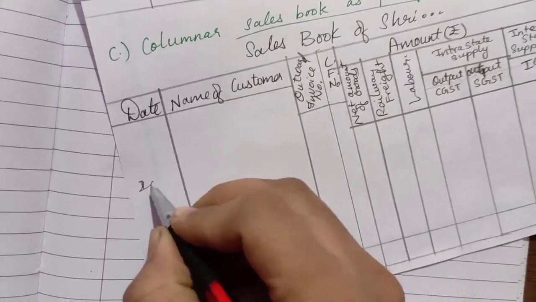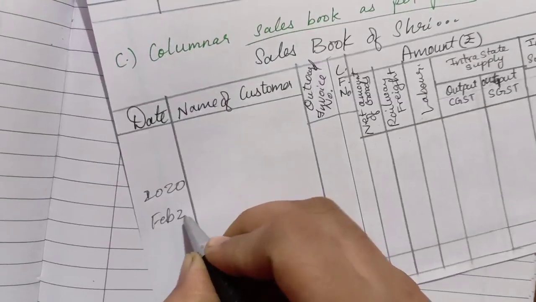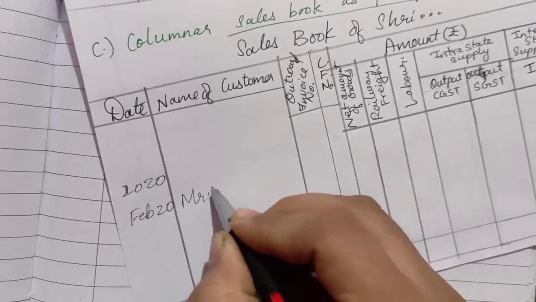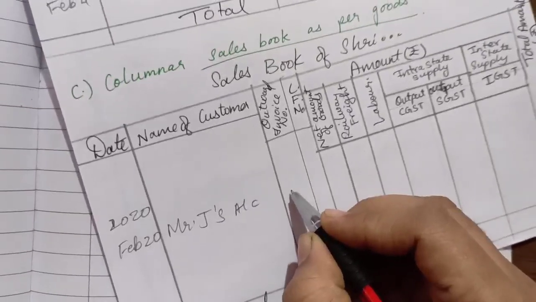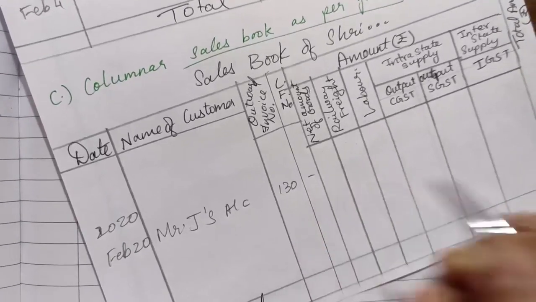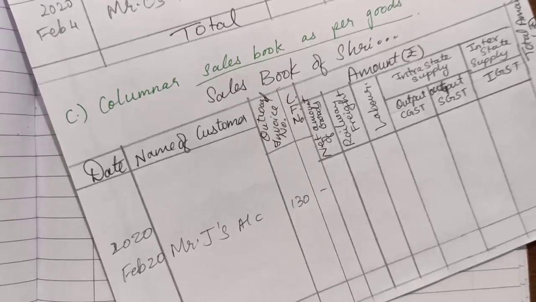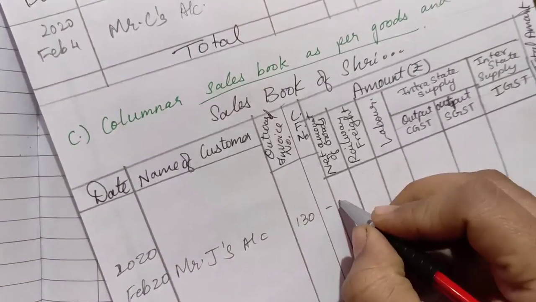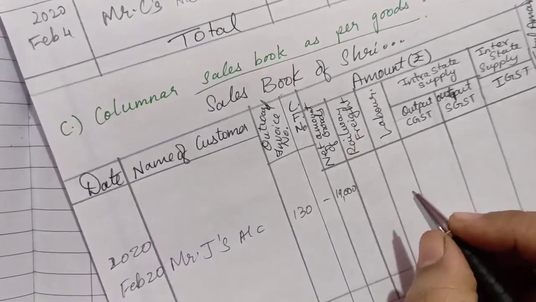2020 Feb 20th. So the goods are sold to Mr. J. So Mr. J is our customer. So Mr. J's account, the outward invoice number is 130. Ledger folio is not given. And goods worth rupees 20,000 are sold at 5% trade discount. Means 5% of 20,000 is 1,000. So the remaining amount is 19,000. So the net amount of goods is 19,000.